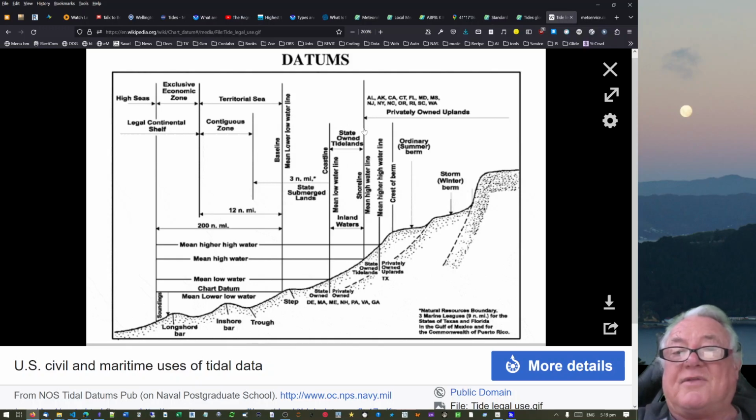So on these ones, the state owns here and private starting from the low water mark. And then you've got your storm surges which have come up through here. And then you've got your territorial sea. Oh look, they've got 3 nautical miles, which is state submerged lands. I'm not too sure what those are. And then you've got a contiguous zone, and then you've got territorial seas, exclusive economic zones, and then you've got the high seas that belong to everybody.